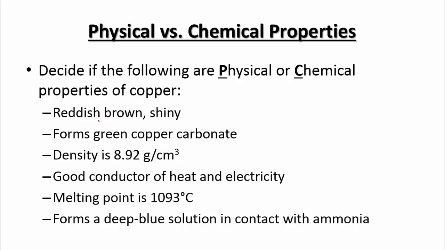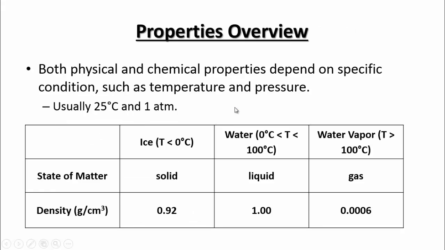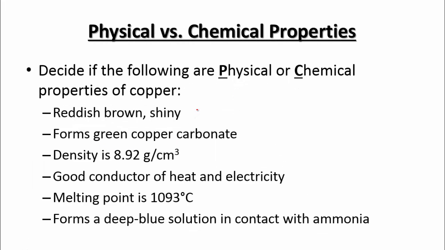Okay, so properties of copper. If copper is reddish brown and shiny, that would be a physical property, a physical property of what copper looks like. Copper forms green copper carbonate. Well, copper can do that, turn into something else, a new substance, so that's what we call a chemical property. The density of copper is this. That'd be a physical property because that's just what copper's density is.